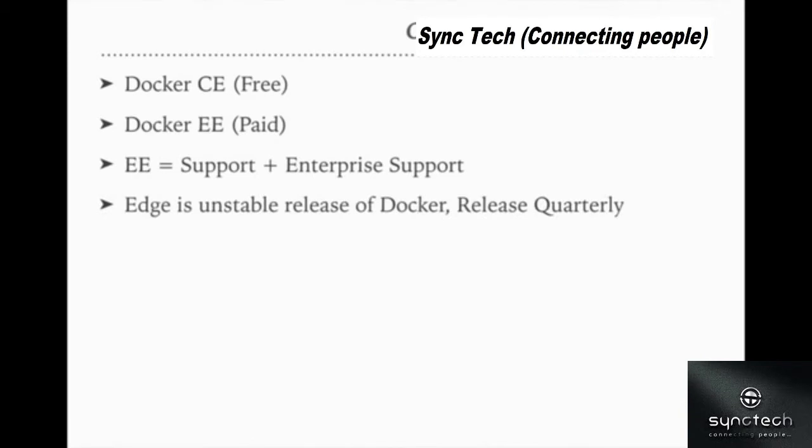Edge release is an unstable release of Docker and it's released quarterly. On the other hand, a stable release is a stable release of Docker, which is basically available with the enterprise editions. All enterprise editions of Docker are specific to a particular version of the OS or a specific cloud, and they have native support and native configurations, right? And they also have the technical team support of Docker Inc. So this is all about Docker CE, EE, and the stable and edge versions.